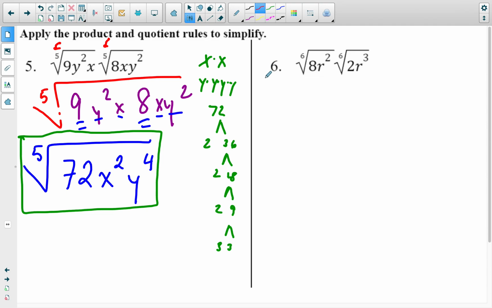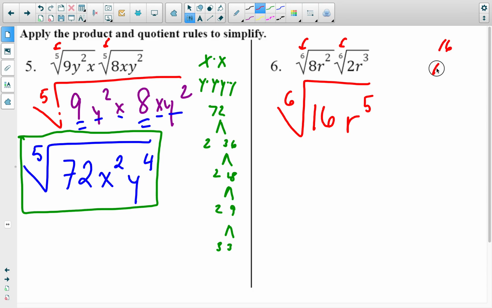Okay. Pause the video and try number 6. Okay, hopefully you recognize that these 6's are the same. So that stays the same. They don't get multiplied together. They just stay as a 6. And then you end up with 8 times 2 is 16, r to the 5th.